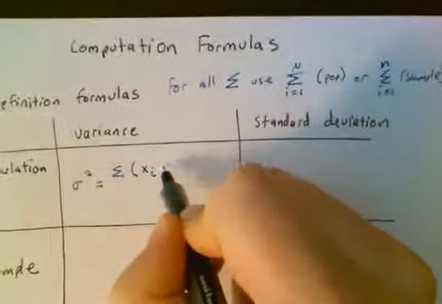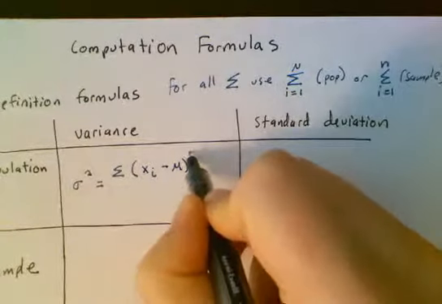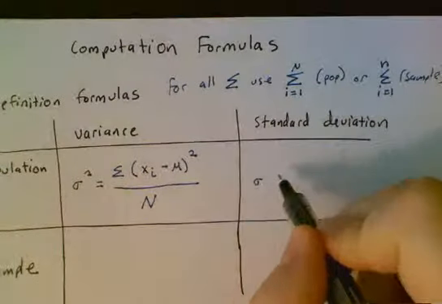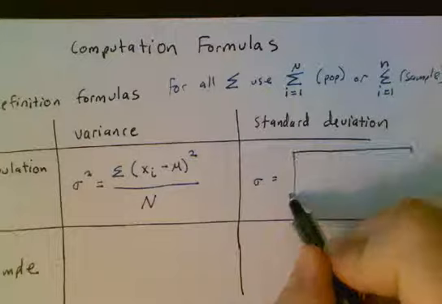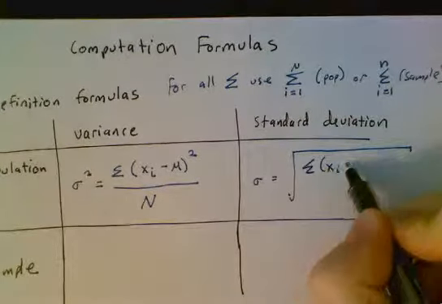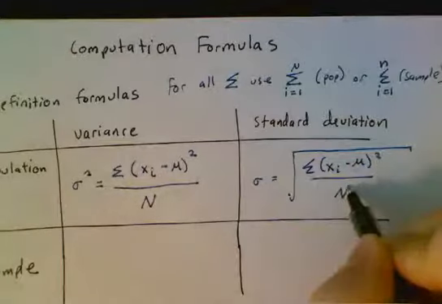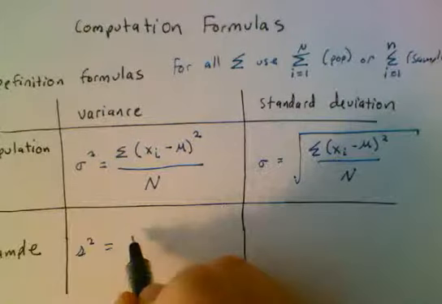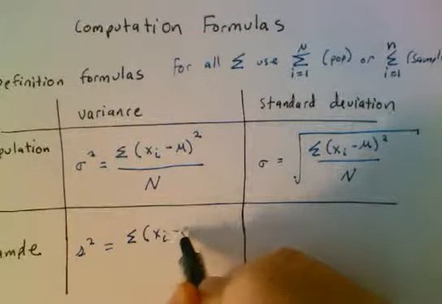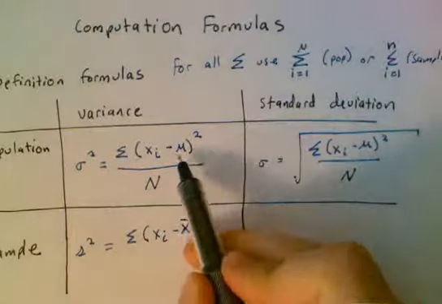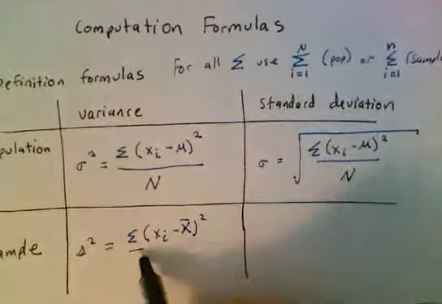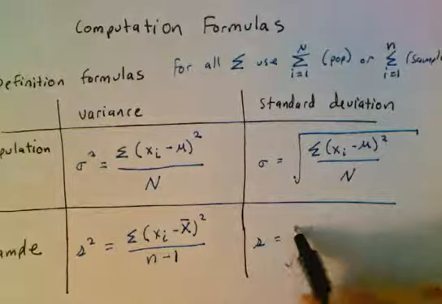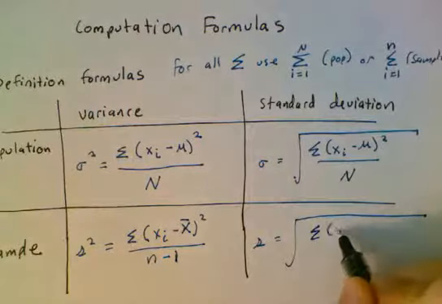Each x minus the mean squared, all over capital N. And the standard deviation, we remember, is the same thing except there's a square root. For samples, very, very similar, s squared. Except instead of being the population mean right here, this is the sample mean, and we have n minus 1 in the denominator. Same thing over here, except there's a square root.